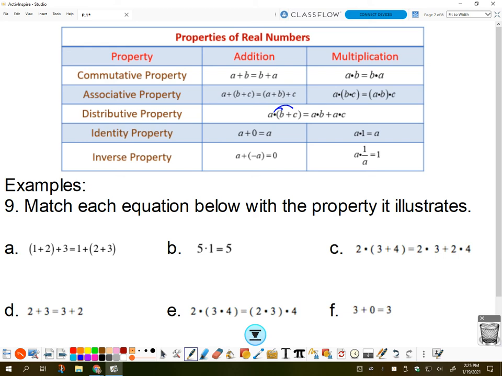Alright, so if we want to match each equation with the property it illustrates, if you look at this, you see how it's 1, 2, 3, 1, 2, 3? All I did is move the parentheses, so I regrouped. So that's the associative. I'm okay if you abbreviate, just be kind with your abbreviations. Alright, for the next one, you have 5 times 1. So if you look at your examples, that looks like this one, right? And I multiply by 1, I get the same thing back. So that's the identity.